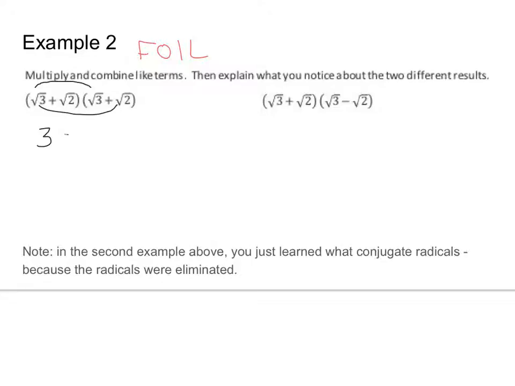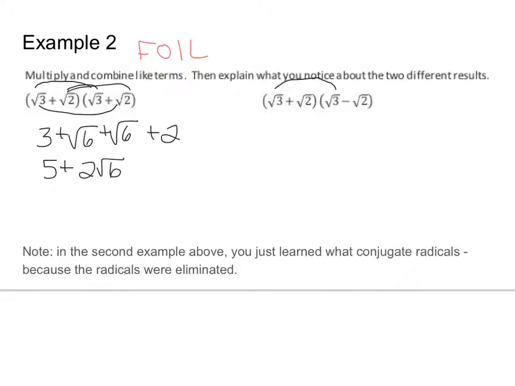Square root of 3 times the square root of 2 is the square root of 6. First, outer, inner, square root of 6, and last. Square root of 2 times square root of 2 is the square root of 4, which is 2. So our answer is 5 plus 2 square roots of 6. Cool, let's do this next one.